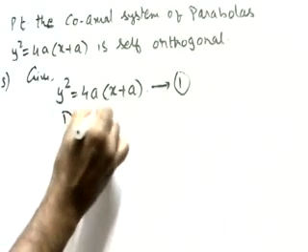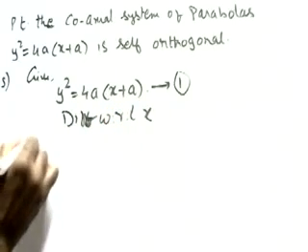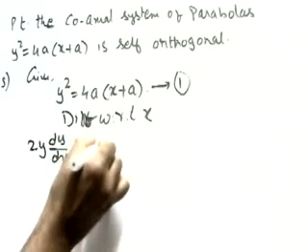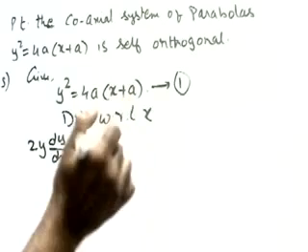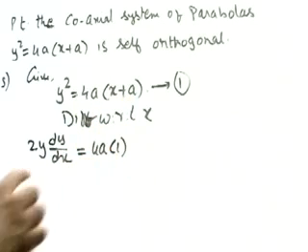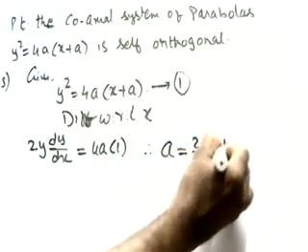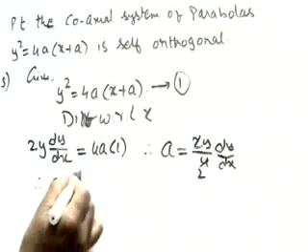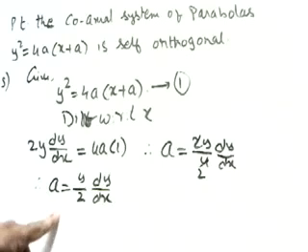So let me differentiate with respect to x. The derivative of y squared is 2y dy by dx, which equals 4a into d by dx of x, which is 1, and d by dx of the constant is 0, so into 1. Bring this 4 here, therefore we get a equals 2y by 4 dy by dx. 2s cancel, so we got the value of a: a equals y by 2 dy by dx.